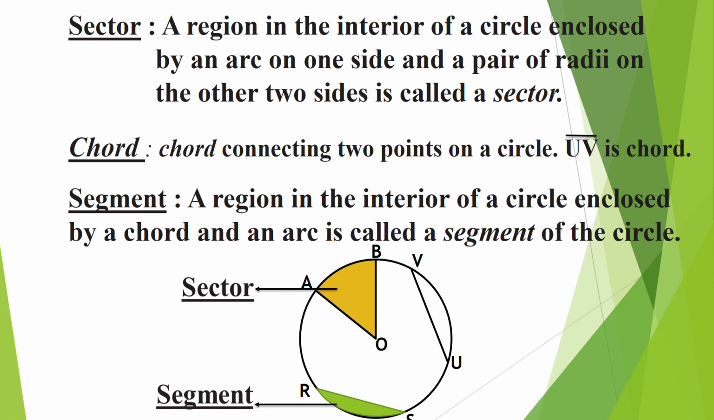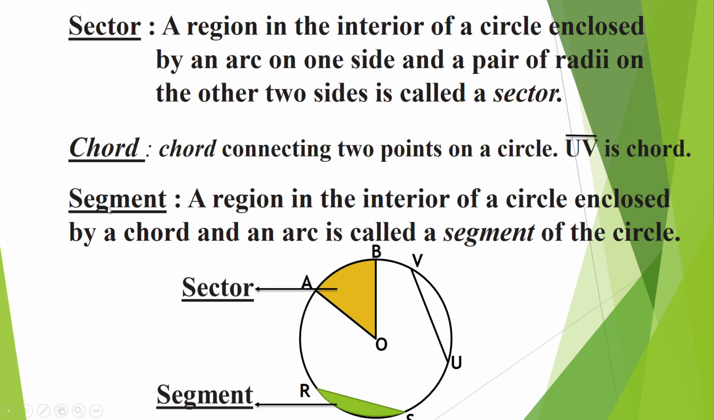Remember, all the chords may not pass through the center, but all the diameters will pass through the center. One more thing you can say: all the diameters can be called chords, but all the chords cannot be called diameters because not all chords pass through the center. If you remember these points, it will be useful in future.